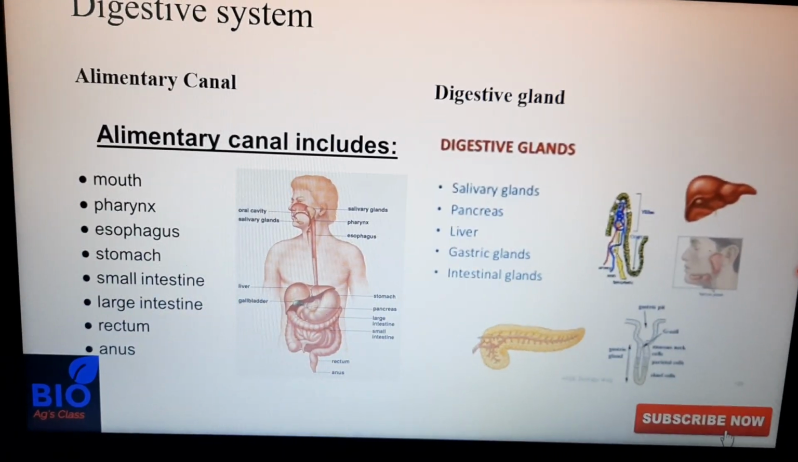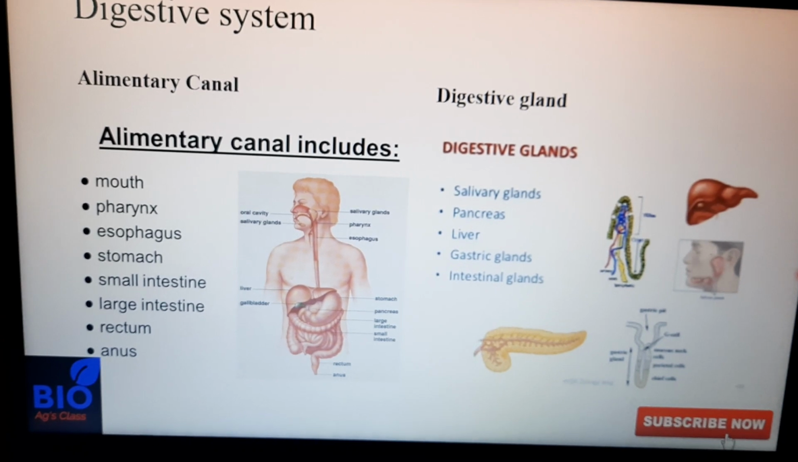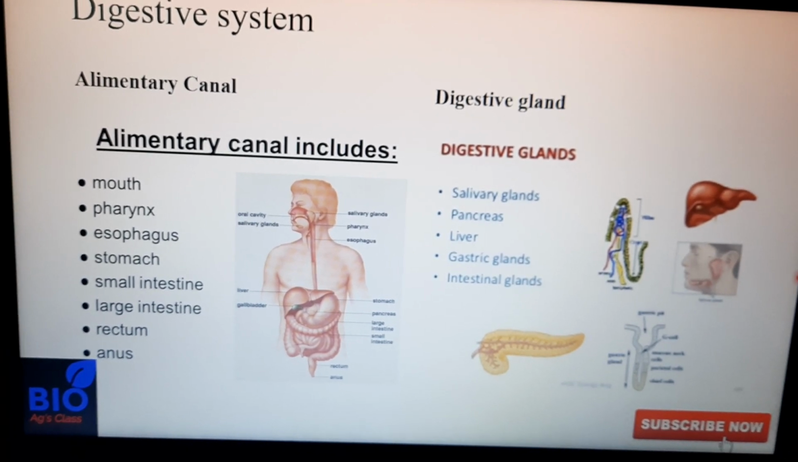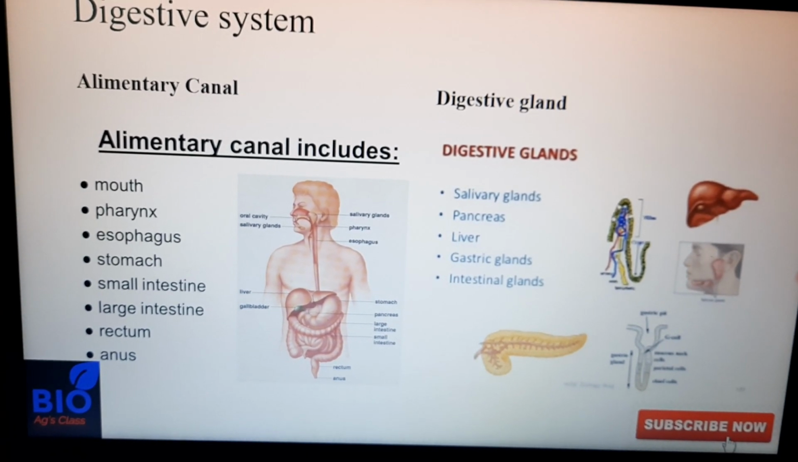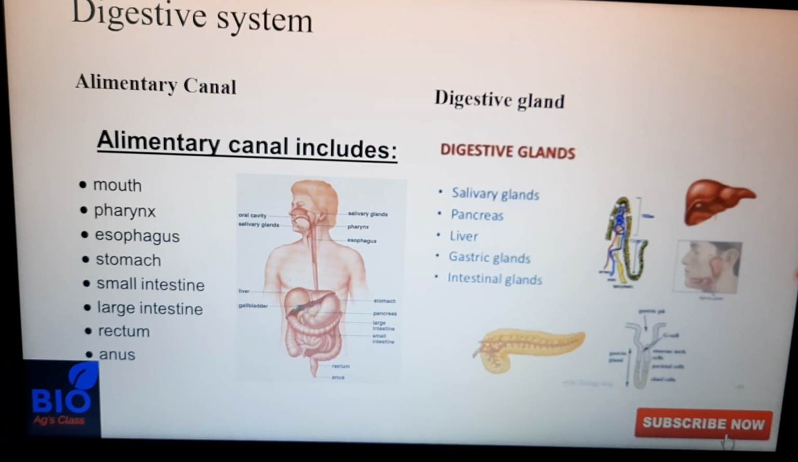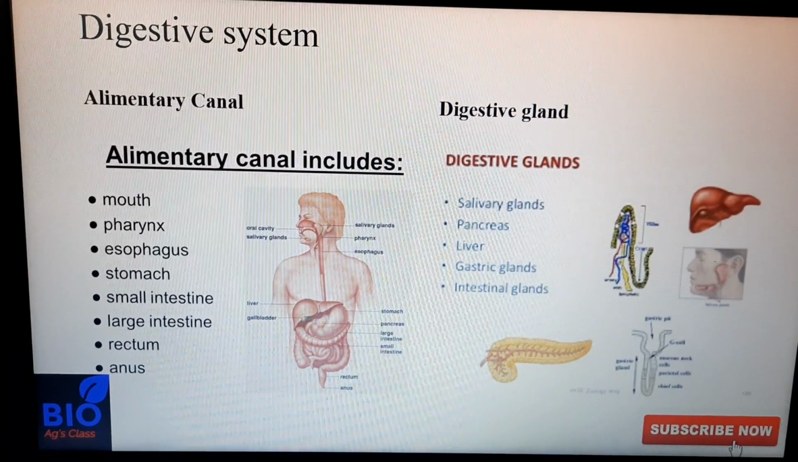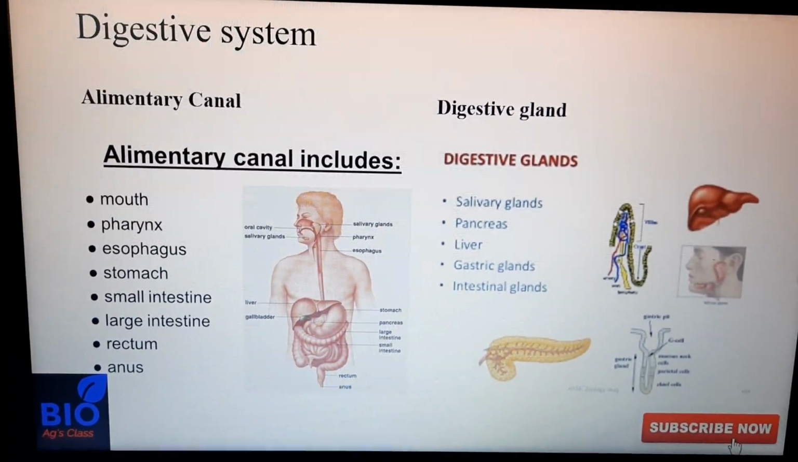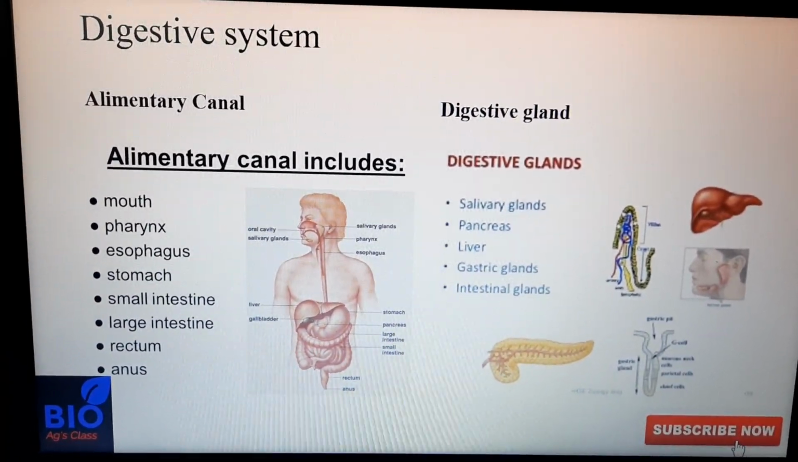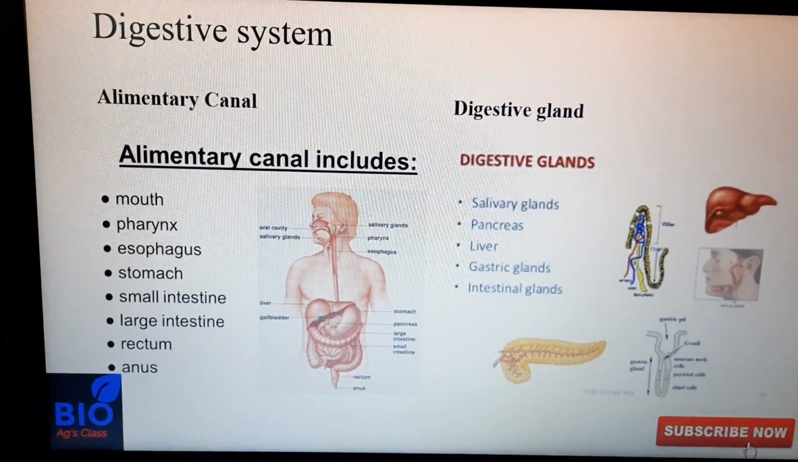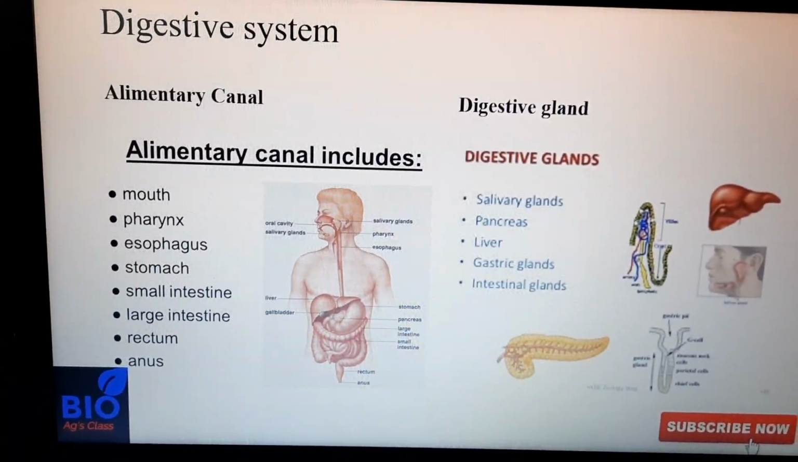The inside wall of the small intestine contains finger-like shapes called villi, and these villi are very useful when the broken down foods, the simple components, are absorbed into our bloodstream. After that, the food comes to the large intestine.